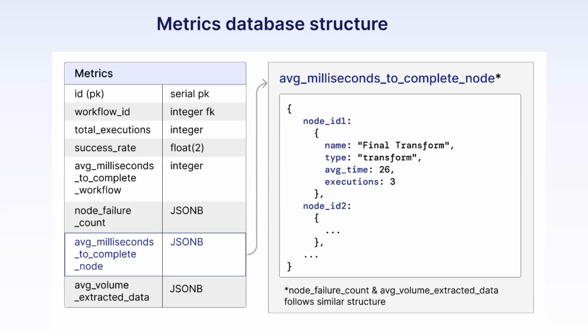And here's just, for instance, what the JSONB looks like for the average milliseconds to complete. Pretty self-explanatory again, various nodes and everything it would need to calculate that average.